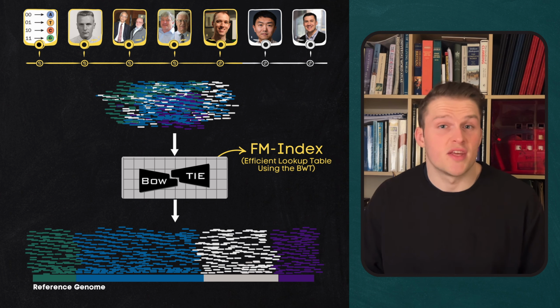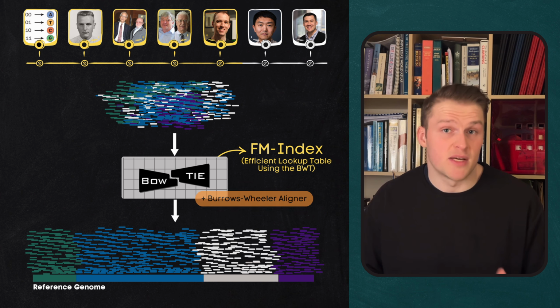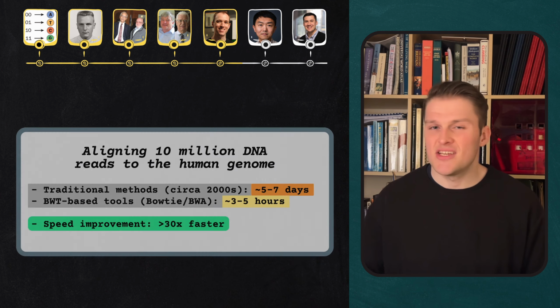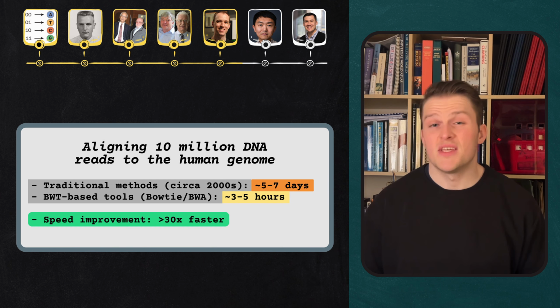Traditional alignment methods were painfully slow. They had to look through the entire 3 billion letter genome for each fragment. Imagine trying to find where a sentence belongs in a book by checking every single page. Burrows-Wheeler transform-based tools like Bowtie and BWA, Burrows-Wheeler Aligner, could essentially jump straight to the potential matches, like having a magical index for the book, reducing alignment time from days to hours or even minutes. Let's see just how dramatic the difference was.